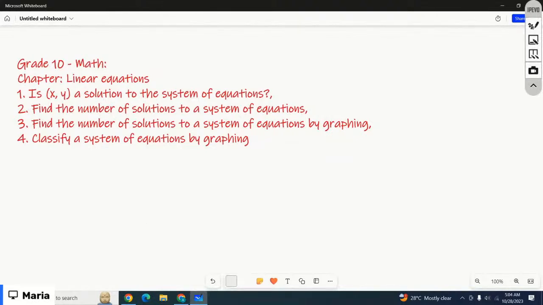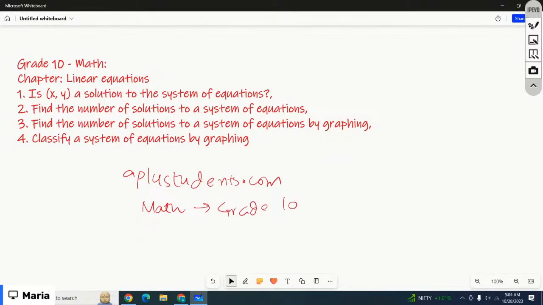You can find all the lessons on aplusstudents.com. A plus student, you have to log in there using your email address and password as provided by the administrator. Then you have to select math from the subject tab, scroll down to grade 10 and then click on view all lessons. There you can find a list of the chapters.